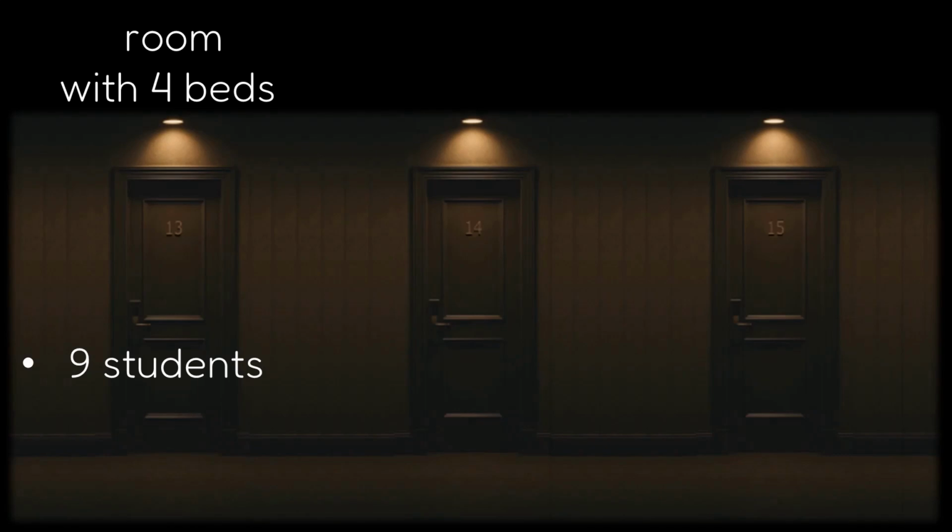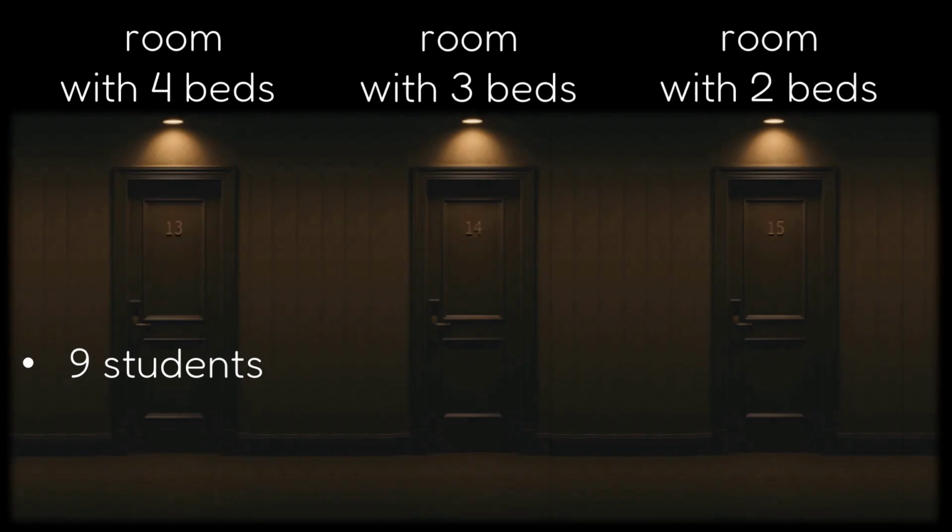Third exercise. Ready? This is a real-life problem. During a trip, a group of 9 students need to be divided into 3 hotel rooms. The first room has 4 beds, the second has 3 beds, and the last one has 2 beds. In how many different ways can we assign the students to the rooms? If you want to think about it yourself, just pause the video now. Otherwise, keep listening.